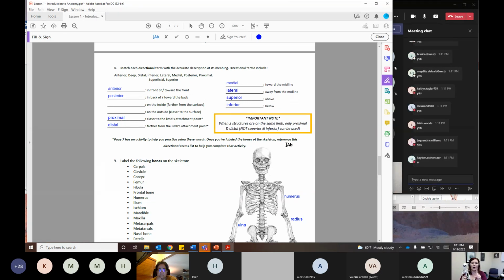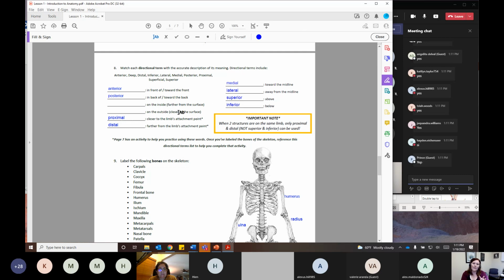Here's the deal. The heart is completely surrounded by the ribs. Because of that, I can't use the directional terms I've used before. I can't say anterior or posterior. I can't say lateral or medial. I have a different set of words for when things are completely wrapped around each other.